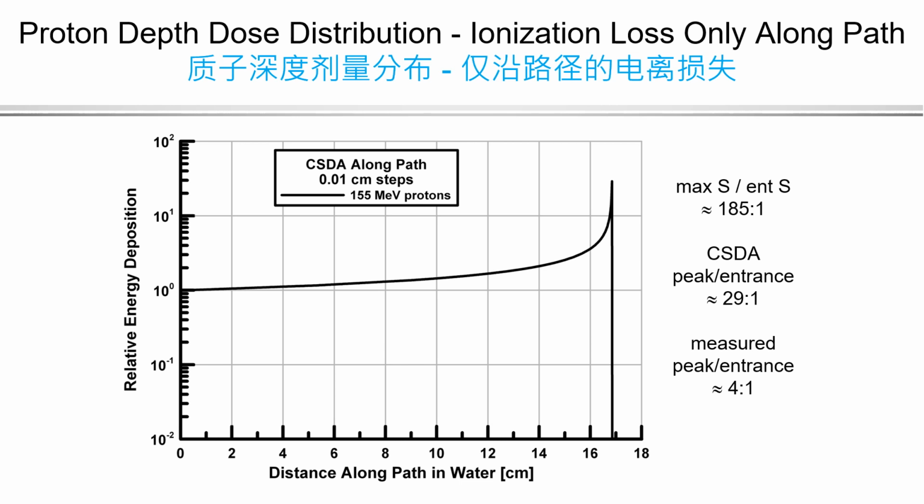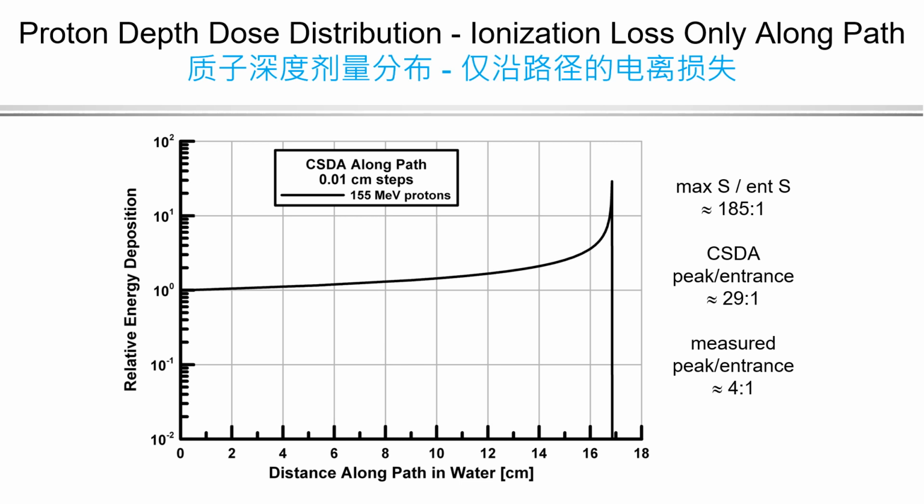This figure shows the relative average energy deposition along the track of a single proton that started with initial energy of 155 MeV. The dose distribution was calculated simply by dividing the depth into many thin slabs and calculating the dose deposited in each slab by multiplying the linear stopping power for the energy of the proton entering the slab by the thickness of the slab.